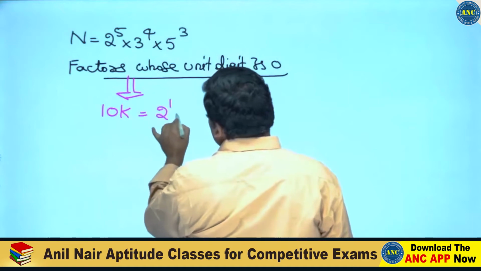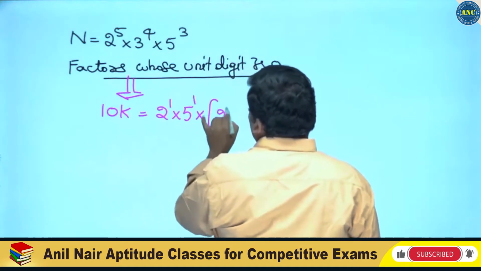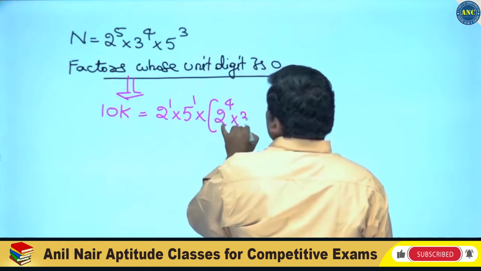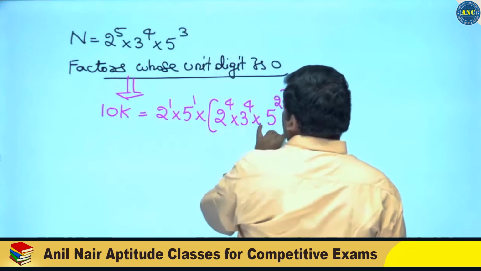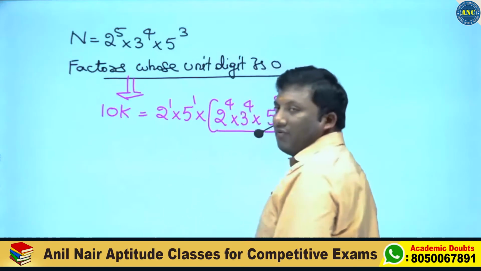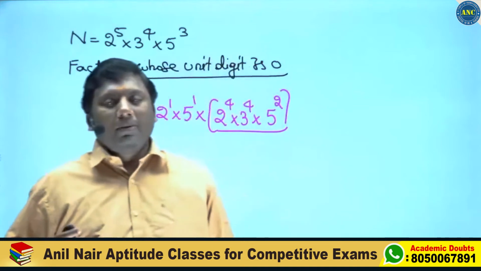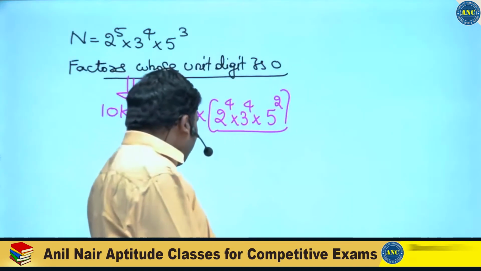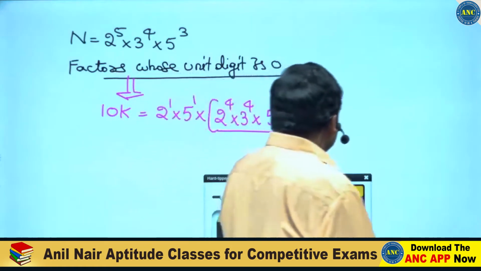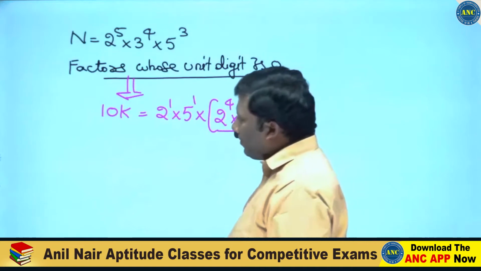10 can be written as 2 into 5. Remaining, it is 2 power 4. Remaining, it is 3 power 4. Remaining, it will be 5 power 2. These are the numbers which are getting multiplied by 10. Any number when you multiply by 10, unit digit will be 0. Are you all with me? Unit digit will be 0.